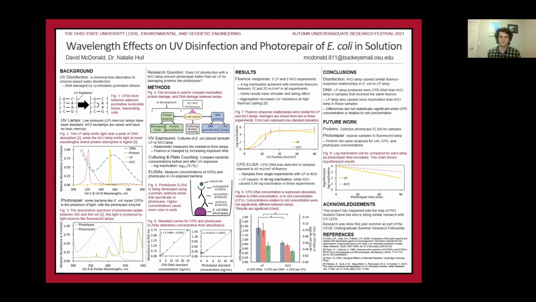Samples will be exposed to fluorescent lamplight after disinfection. The same analysis will be done to compare cell concentration, DNA damage, and protein damage. Figure 9 shows the krypton chloride lamp is hypothesized to cause less reactivation than the low pressure lamp.